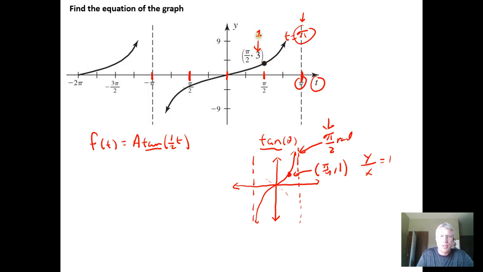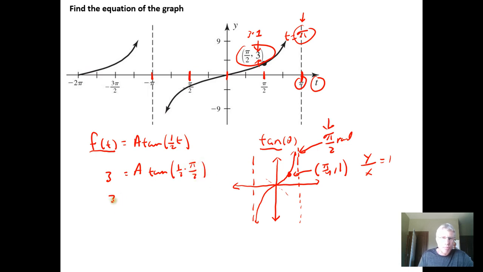And because it's a 1, I see that I had to do 3 times 1 to get 3, so I know a has to equal 3. If you feel uncertain about doing that, if you feel uncertain about scaling it that way, you could leave it as an a and just plug this ordered pair into the function. So I could say, hey, the function output is 3 when the input to the tangent function is pi over 2.